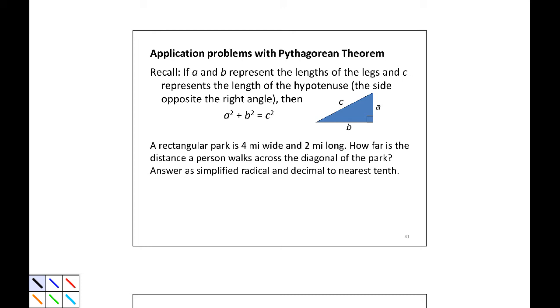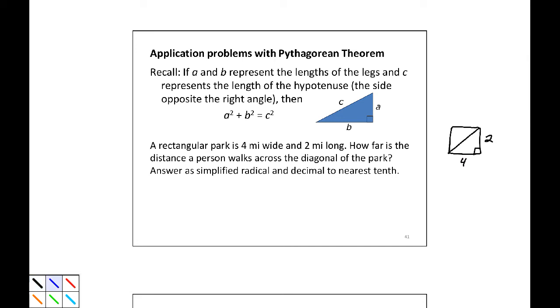I'm going to draw a right triangle, and the reason I'm drawing a triangle is because we're concerned with the diagonal of this park. This really would be a rectangle, but I'm drawing the diagonal to make it a triangle. It's 4 miles wide, so at the base I'm going to put 4 miles, and 2 miles long is what I'm going to make the height of my triangle.